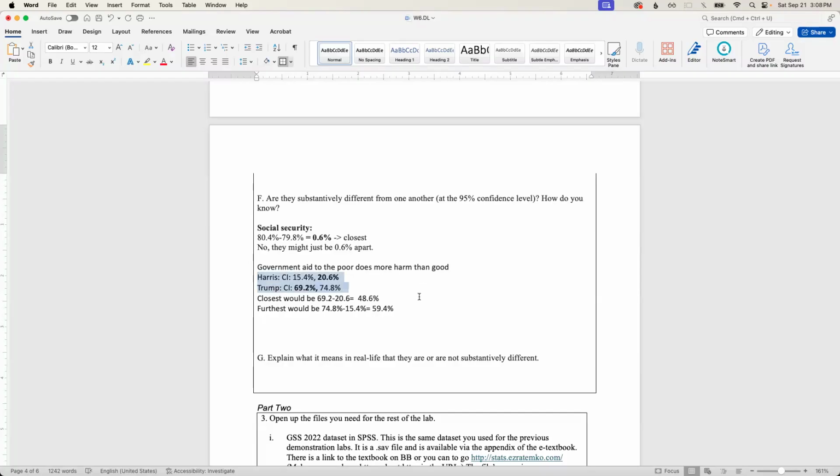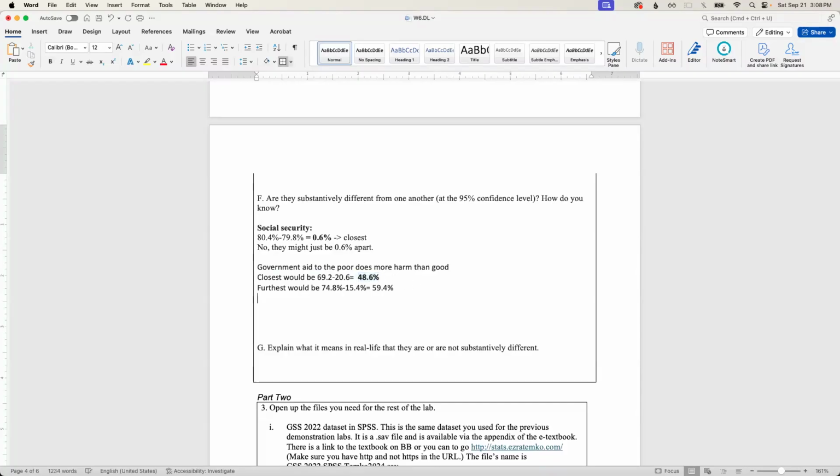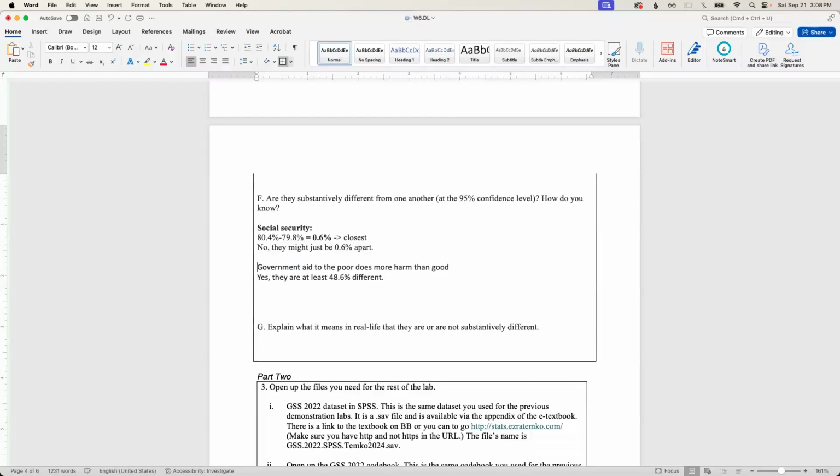For this one, however, we're confident at the 95% level they're at least 48.6% different. That's a lot. So for this one, I would say yes, they are at least 48.6% different. So there's at least 48.6% more Harris supporters compared to Trump supporters who think that government aid to the poor does more harm than good.